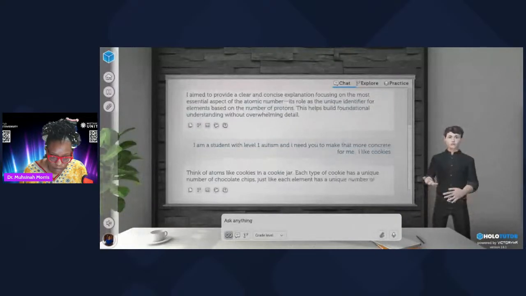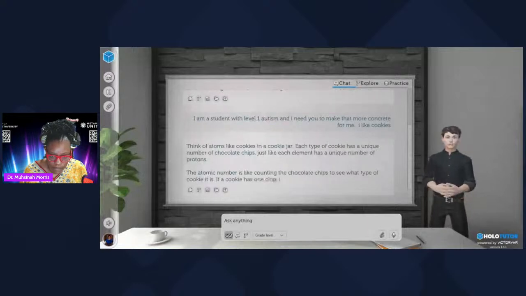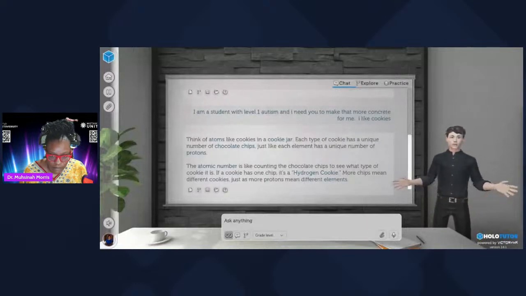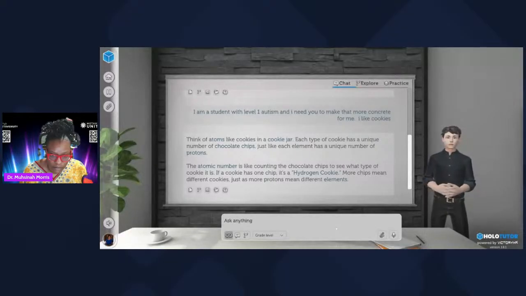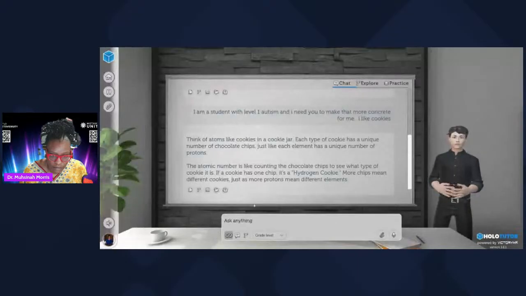Think of atoms like cookies in a cookie jar. Just like each element has a unique number of protons, the atomic number is like counting the chocolate chips to see what type of cookie it is. If a cookie has 1 chip, it's a hydrogen cookie. More chips mean different cookies, just as more protons mean different elements.